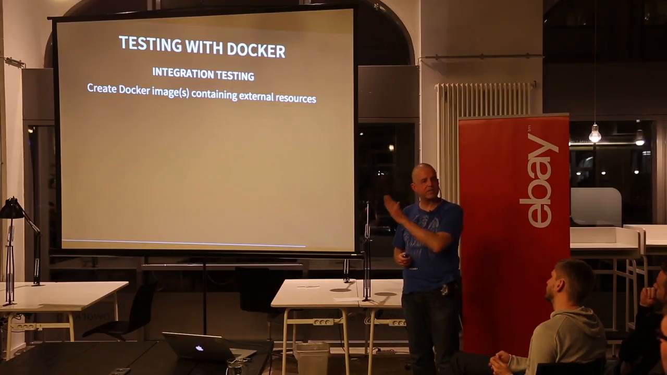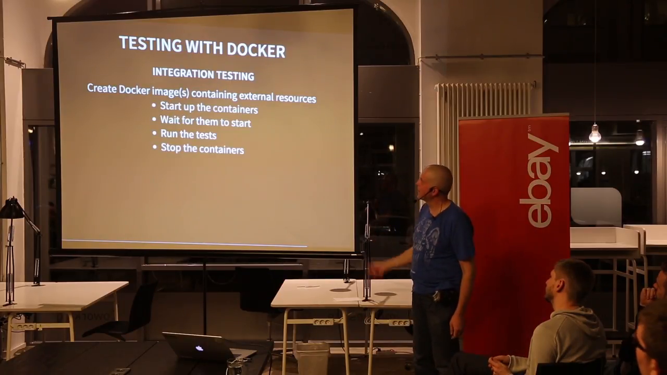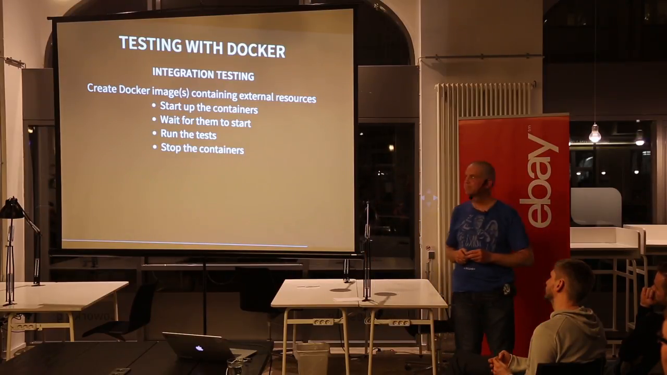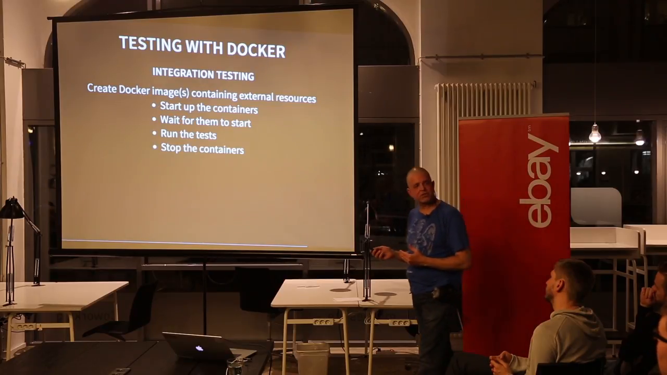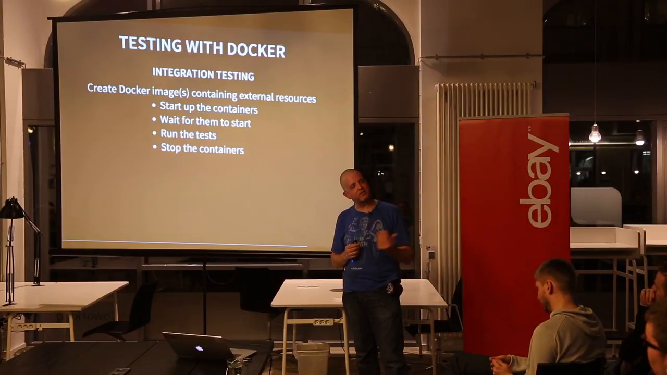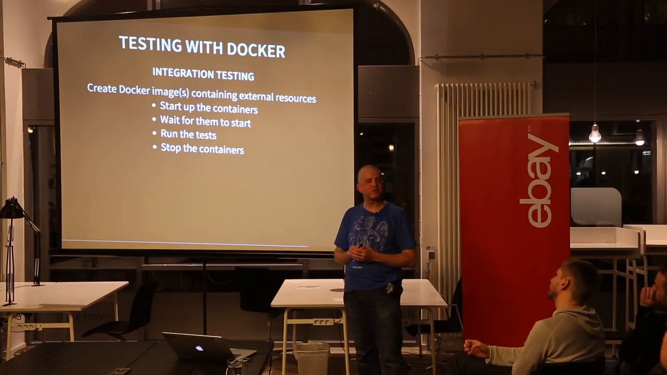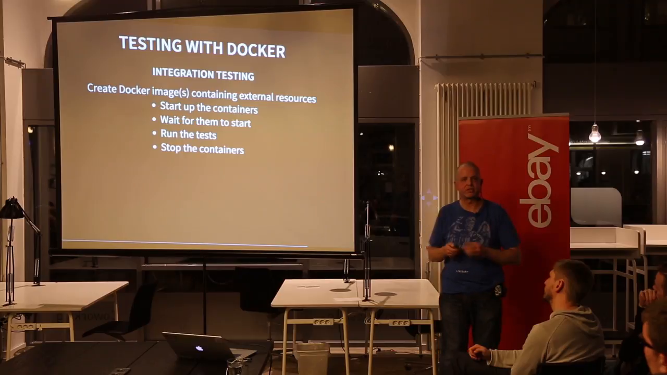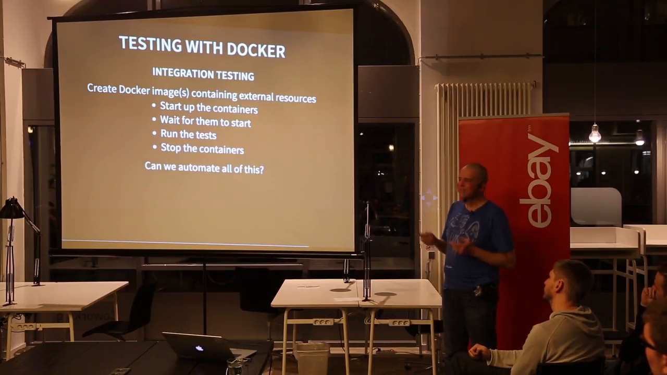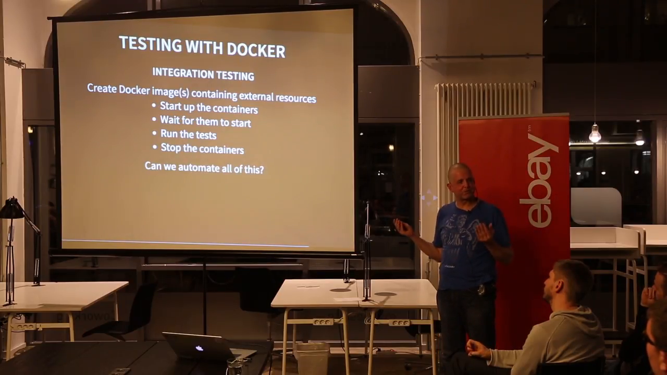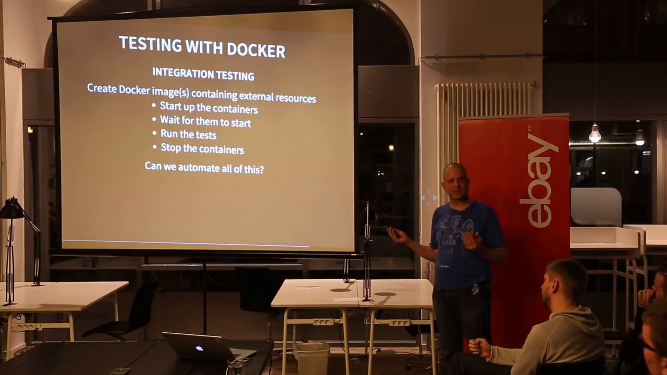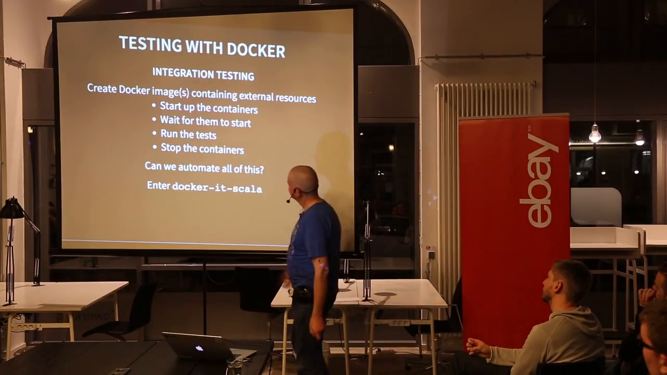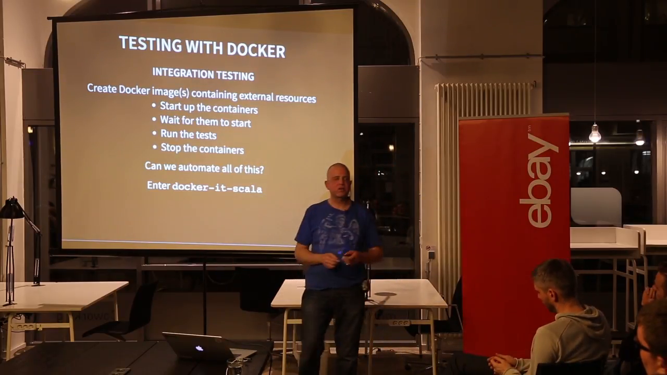And same thing for every single other dependency you have, right? So for each of the containers, you have to manually start them up, then wait for all the containers to start. Once you're sure that all the containers have started, then you run all of your integration tests, and then you have to remember to stop the containers, otherwise they'll just be wasting memory and CPU. There's got to be some simpler way of doing this, or at least of automating this, right? Well, turns out there is. And there's another, there's a library called Docker IT Scala.